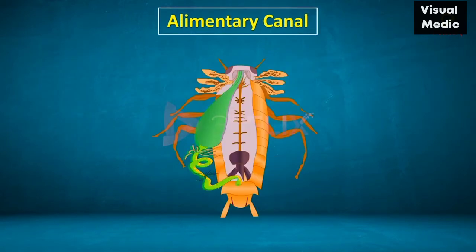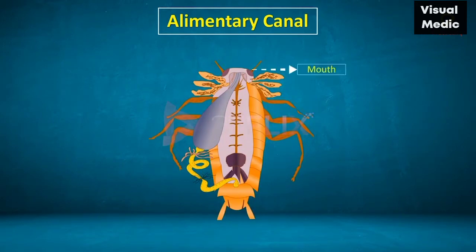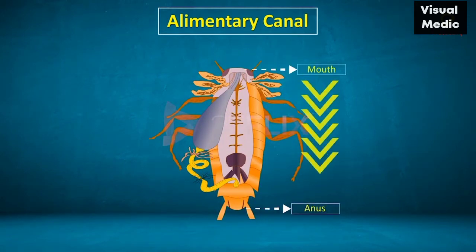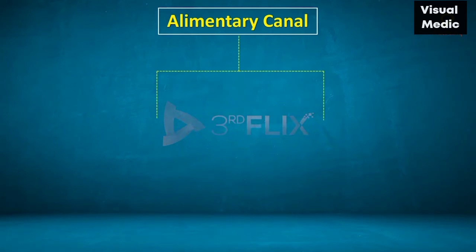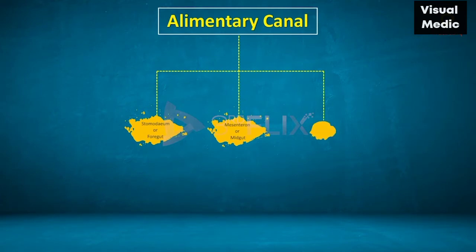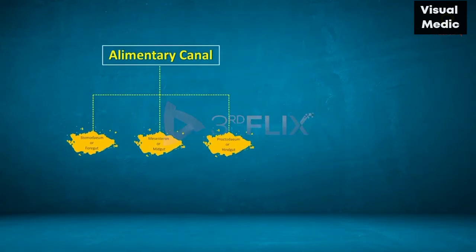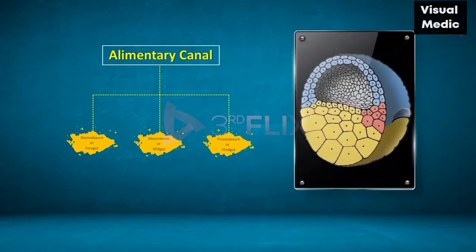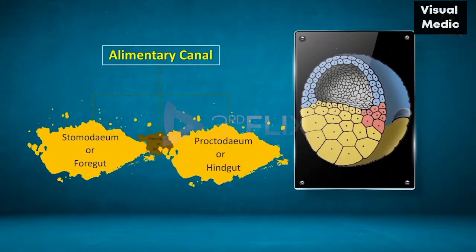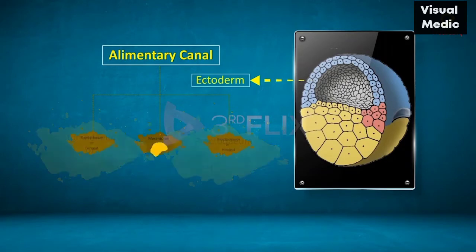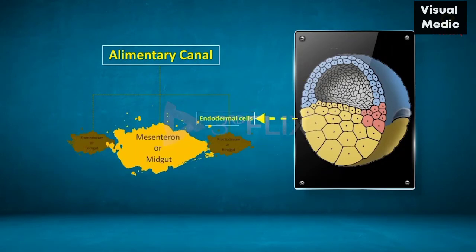Alimentary canal. The alimentary canal is a long tube coiled at some places. It extends between the mouth and anus. It is divided into three regions, namely the stomodium or foregut, mesenteron or midgut, and proctodium or hindgut. The foregut and hindgut are lined by ectoderm, while the midgut is lined by endodermal cells.